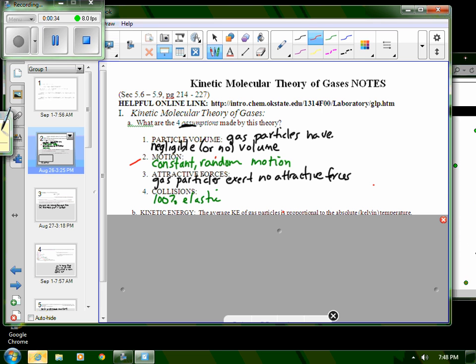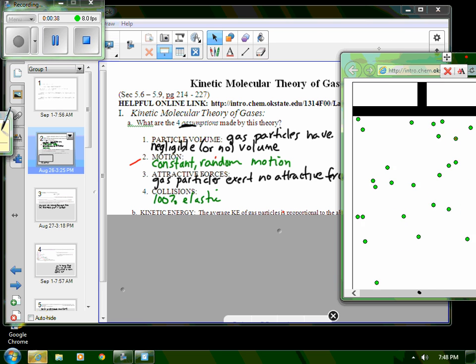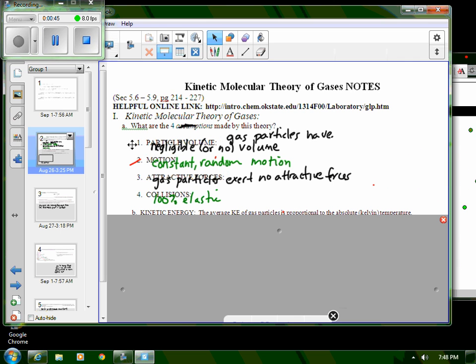If you look back at this old gas law simulation that you looked at in CP Chem, notice the gas particles are in constant random motion. Okay, so we knew that. All right, this next one you may not have ever thought about.